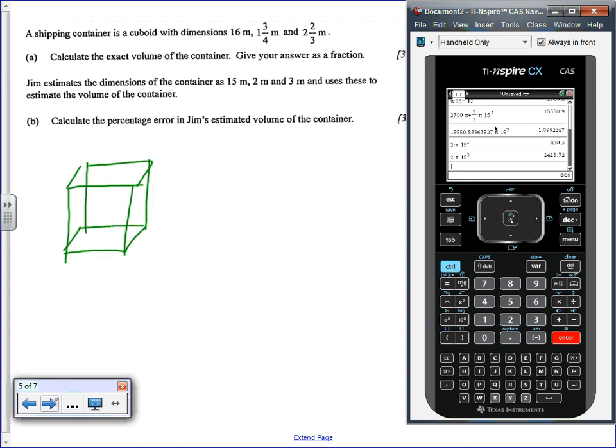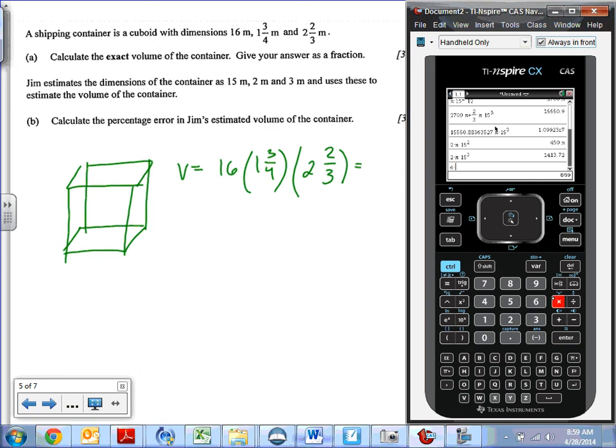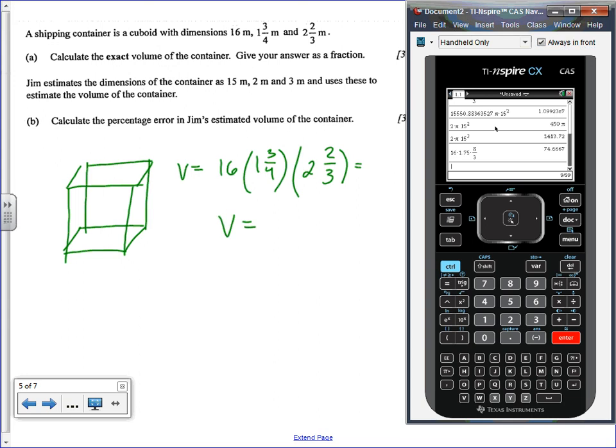So to get the volume of this cuboid of part A, we're going to do 16 multiplied by 1 3/4 multiplied by 2 2/3. I think I'm going to enter this as 8/3. That's the same as 2 2/3. And it is 74.7, around 3 significant figures. The units on volume are cubed.